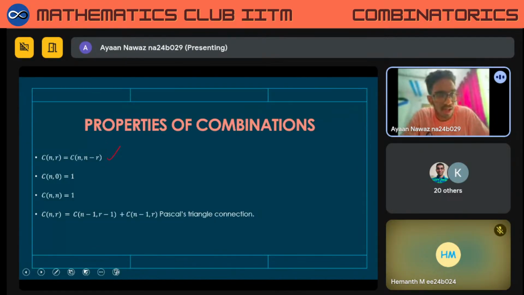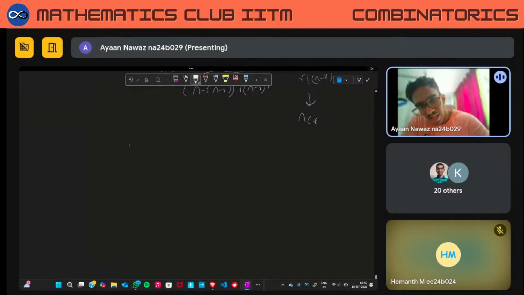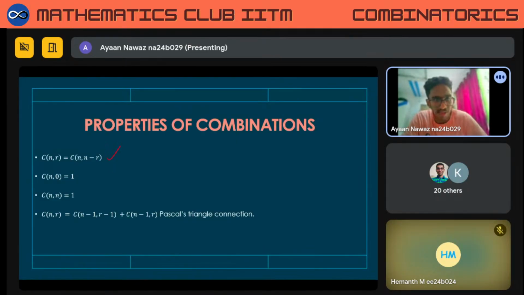So we proved this. Now nC0 is 1. Why is nC0 1? Because nC0 is equal to n factorial by n minus 0 factorial into 0 factorial, which is n factorial by n factorial, which is 1. Next, nCn is also 1 because we can use the same property to prove that.